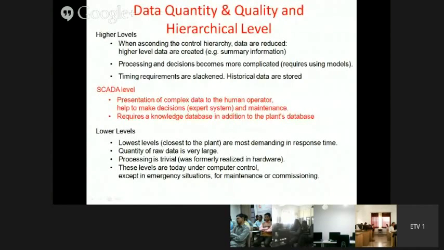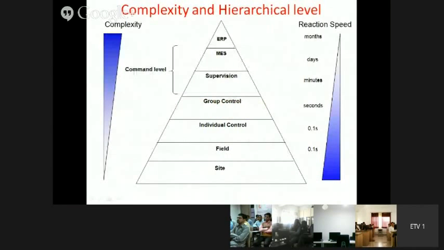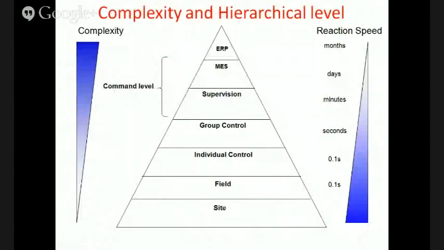So what we can see is site, field, individual control, group control, supervision, MES, and ERP. This is the complexity of the hierarchical level. As you go higher and higher in the level of automation, the complexity becomes zero. Complexity is zero at this level, but complexity is maximum at this level. You can see the complexity is higher at the highest level of automation, whereas the reaction is the least. It is just the reverse.